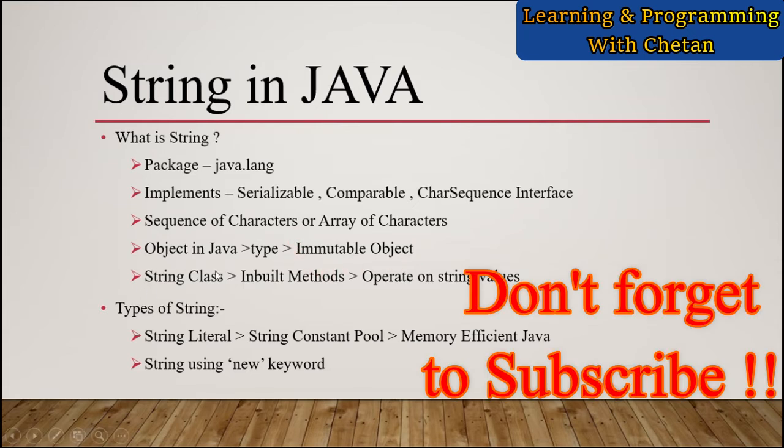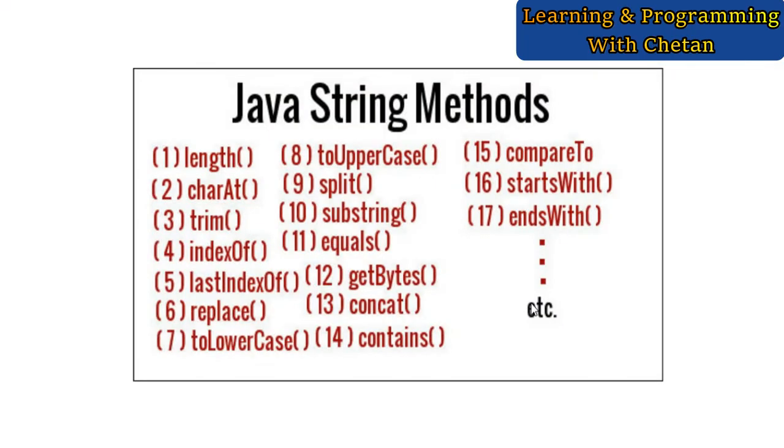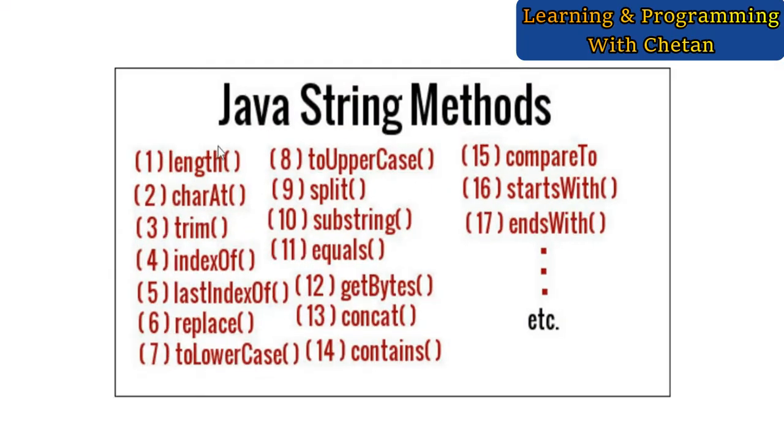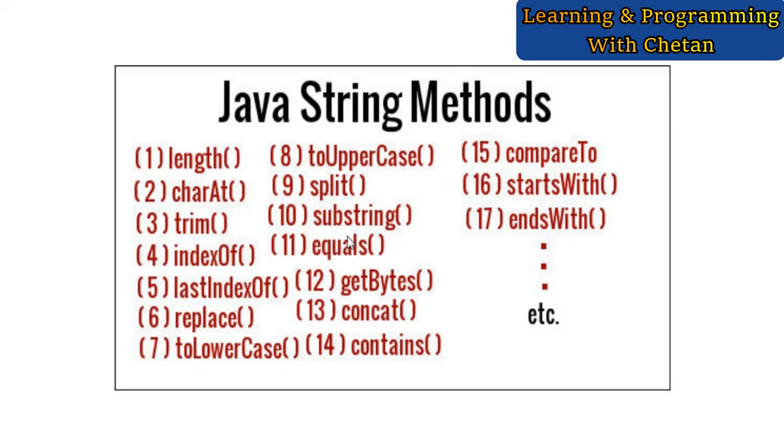Now let us discuss our next point, that is our String class consists of various inbuilt methods to perform various operations on string values. That is, our String class consists of the length method for calculating the length of our string value. For comparison, it consists of equals and equalsIgnoreCase methods, and for concatenation it consists of the concat method. So what I mean to say here is that our String class consists of various important methods to perform various operations on string values.